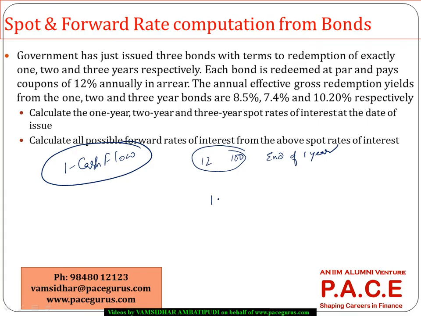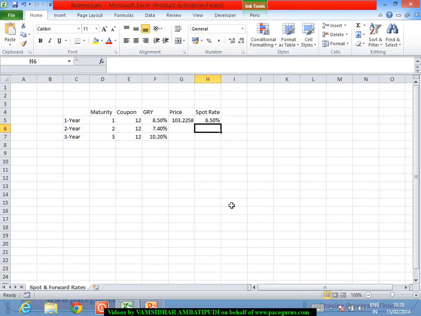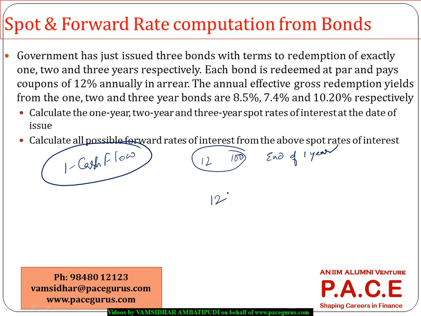In the 2-year bond, the 12 is the coupon coming at the end of 1 year, and 12 is the coupon at the end of 2 years, and at maturity the redemption value of 100 is also paid. So overall the cash flows are 12 at the end of 1 year and 112 at the end of 2 years. If I discount them with the gross redemption yield, I discount the first by 1.074 and the second by 1.074 squared.